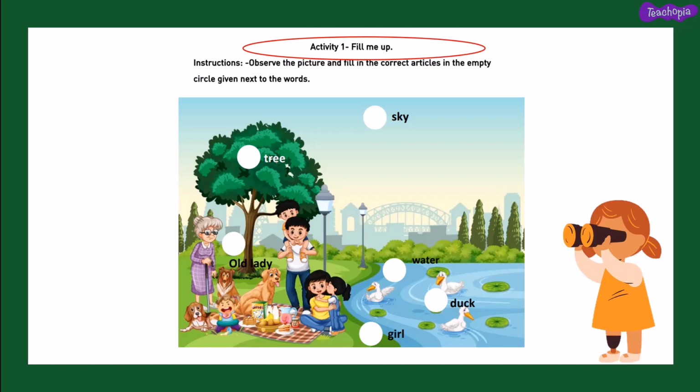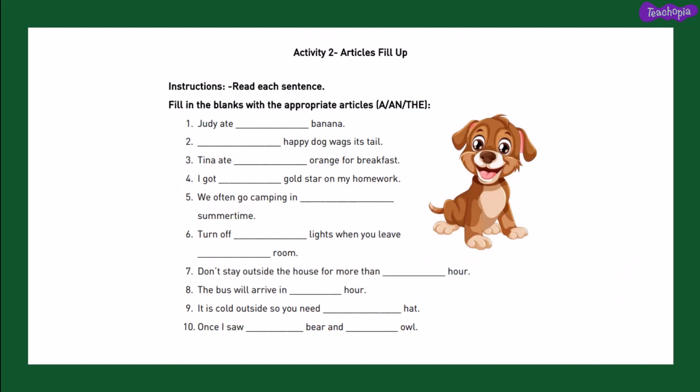Ask them to notice a small blank circle given before each object. Ask them what they think should go in each circle. Give them an example, for example, the sky, and ask them to fill the rest. Activity number 2, articles fill up. Here are simple sentences with blanks for learners to fill in the right article.